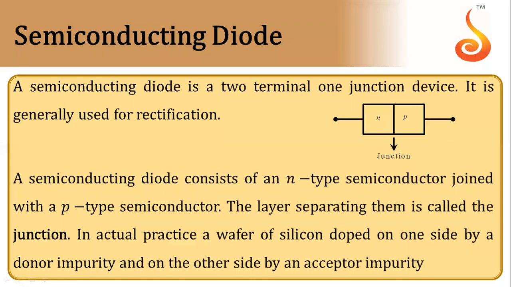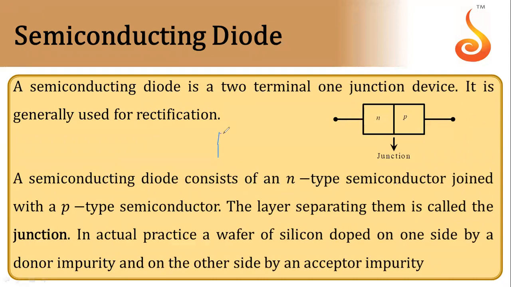Okay, hi, this is the third lecture of semiconductors. So we are going to learn about diodes. A semiconducting diode is a two terminal, one junction device, and it is used for rectification. A semiconducting diode consists of n-type semiconductor joined with p-type semiconductor.